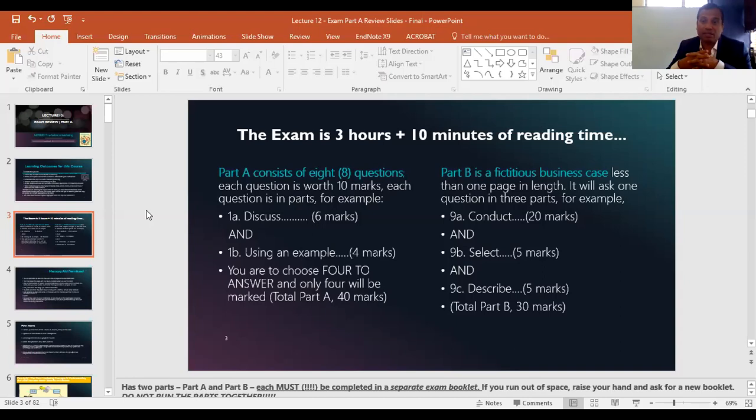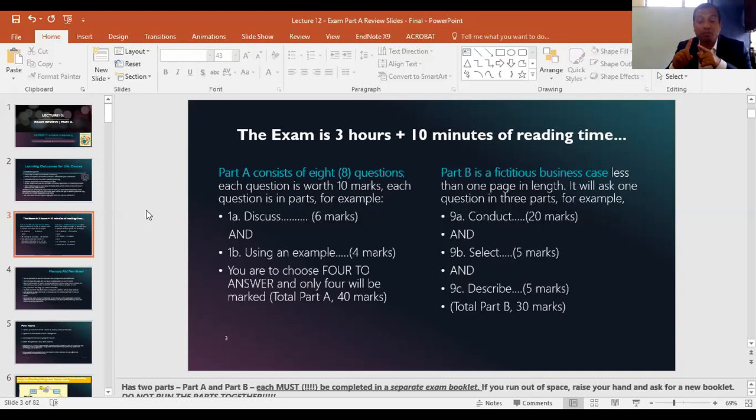So as I said, Part A consists of 8 questions. But what is important here? You are supposed to choose 4 out of 8. So only 4 answers you have to give in Part A. Only 4 will be marked. Even if you attempt more than 4, it's totally up to me. I will select any 4 and assign you the marks. So be careful. You have to answer only 4 questions, which means both subparts, Part A and Part B.